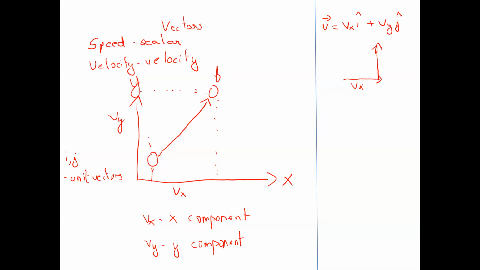Now, how would you find the resultant of these two components? We have Vx in this direction and Vy in this direction. The resultant we can find by using the Pythagoras theorem, which we have studied. It says Vx square plus Vy square.